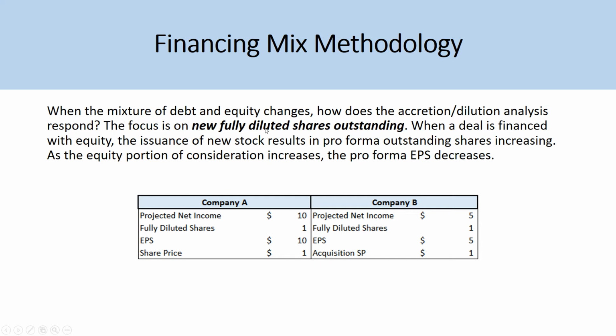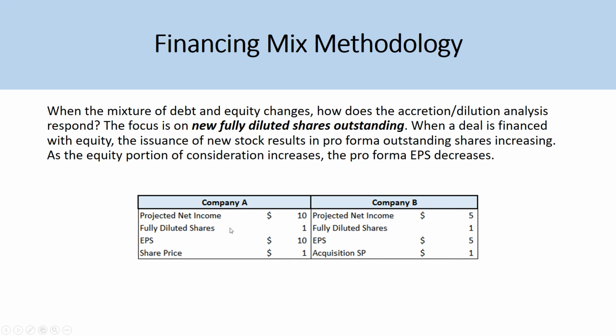So really the focus and the core change is on new fully diluted shares outstanding. The merged entity will combine its projected net income with the projected net income of the target firm, right? But the big change originates from the number of new shares that are issued. So look at Company A and Company B. Company A has projected net income of $10 and Company B has projected net income of $5. Now, assuming no synergies, we combine the two. So in the new combined entity, the projected net income is $15.